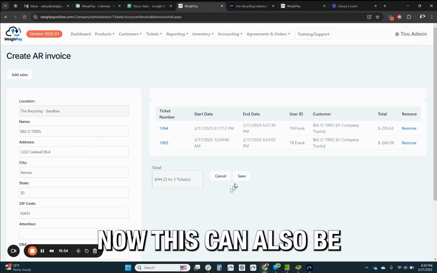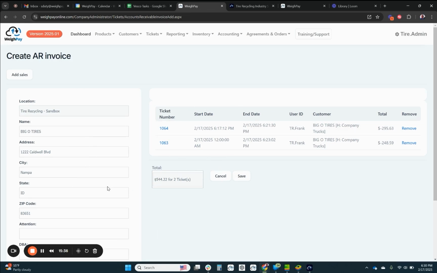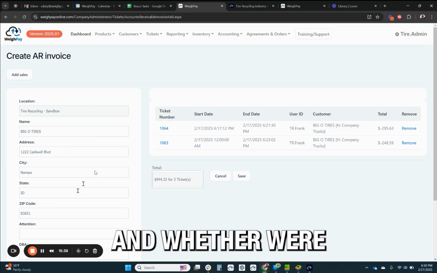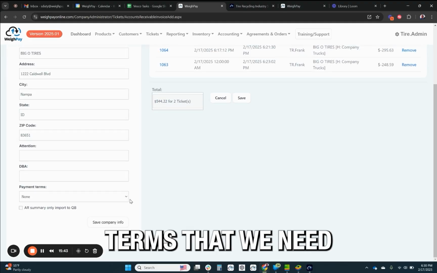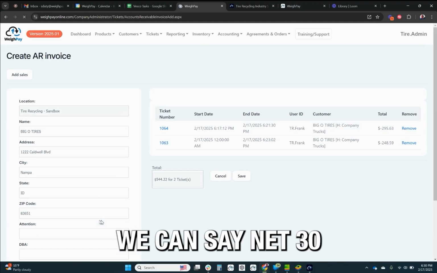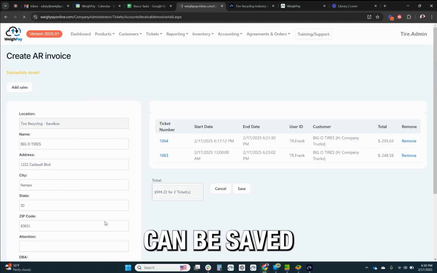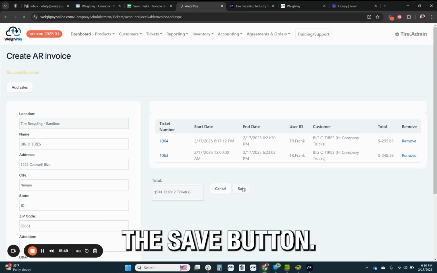Now, we can add more. You can see here who it is and whether we're the attention, and you can see we can drop down and look at if there's any payment terms that we need to put on this invoice. We can say net 30, and that can be saved, of course. And then we're going to hit the save button.